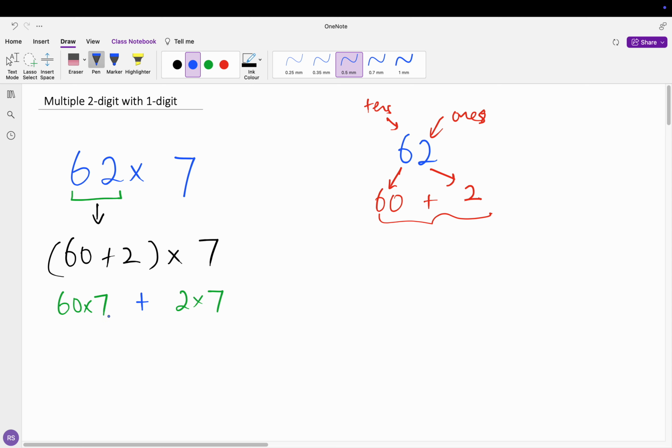So 60 times 7. Since it is a multiple of 10, we just multiply the single digit with the tens value over here. So 7 times 6 will be 42. And since it's 60, there is a 0, so we add the 0 over here, plus 2 times 7, which is 14. So 420 plus 14 will give us 434. So that is the final answer here, using this approach of splitting the 2-digit number into tens and ones.